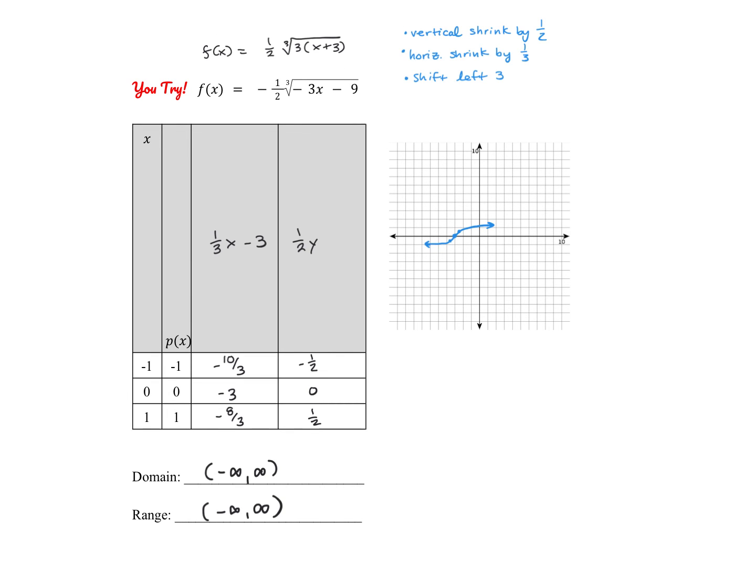All right, go ahead and check your work here. So remember, you do need to factor out the negative 3. So it becomes negative 3 times x plus 3. And then you can simplify. The square root of negative 1 is negative 1. So you can see that the double reflections actually cancel out. So you have a vertical shrink by a factor of 1/2, horizontal shrink by 1/3, and a shift left 3. So your graph ends up looking something like this.